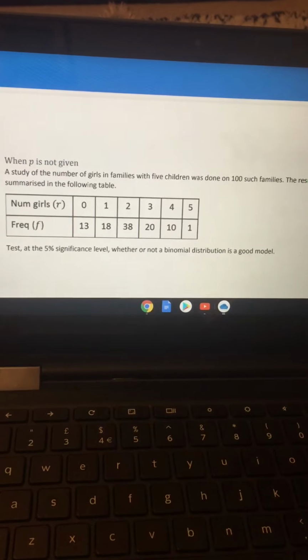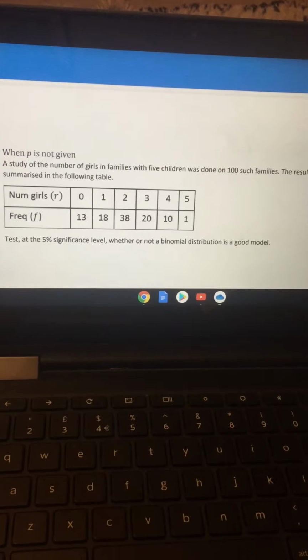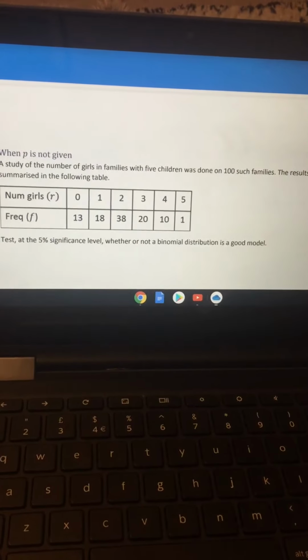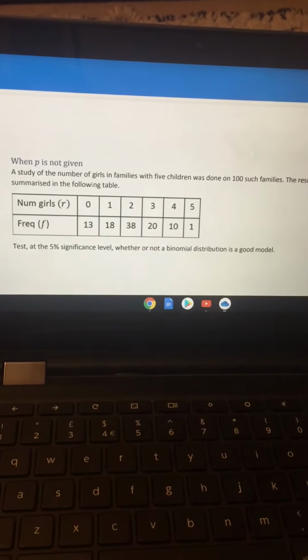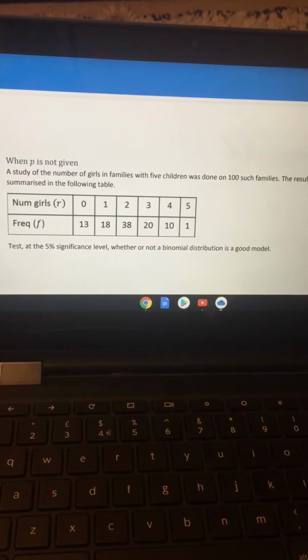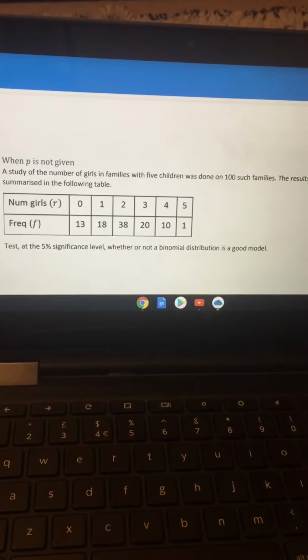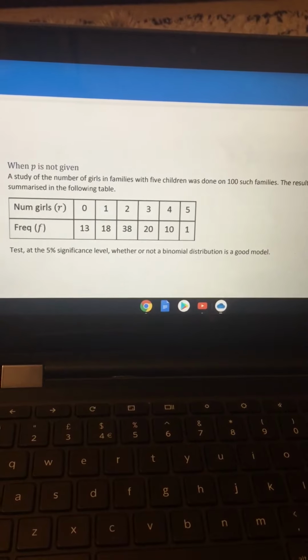Guys, we've got this question now. It says, test at the 5% significance level whether or not a binomial distribution is a good model. We are looking at a study of the number of girls in families with 5 children. It was done on 100 such families, and the results are summarised in the following table.